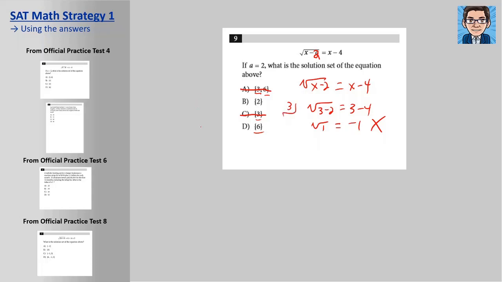Let's check 2. So now square root of 2 minus 2, does that equal 2 minus 4? This is 0, this is negative 2, so that one doesn't work either. And we're just left with 6 as the answer, so D is the answer.